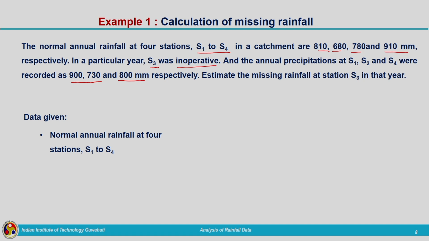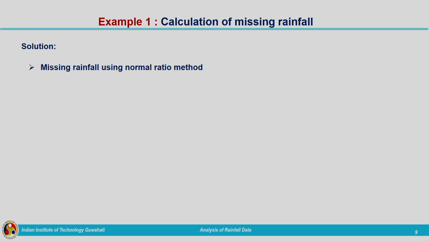So, which data are given? The normal annual rainfall at 4 stations S1 to S4 are already given to us. One year of rainfall data is missing at station 3, so we need to calculate the annual rainfall for that station for that missing period. Based on the data from the neighboring stations and the normal rainfall at this particular station, we will make use of the formula we have seen, and after substituting the given data we can get the annual rainfall at station X. We need to use the normal ratio method for the missing rainfall.